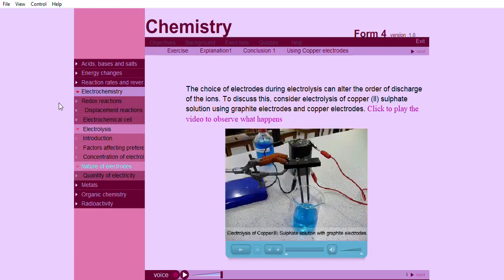The choice of electrodes during electrolysis can alter the order of discharge of the ions. To discuss this, consider electrolysis of copper(II) sulfate solution using graphite electrodes and copper electrodes. Electrolysis of copper(II) sulfate solution using inert electrodes. Click to play the video to observe what happens.